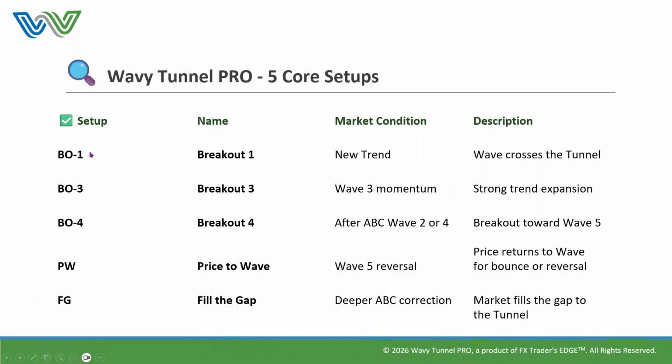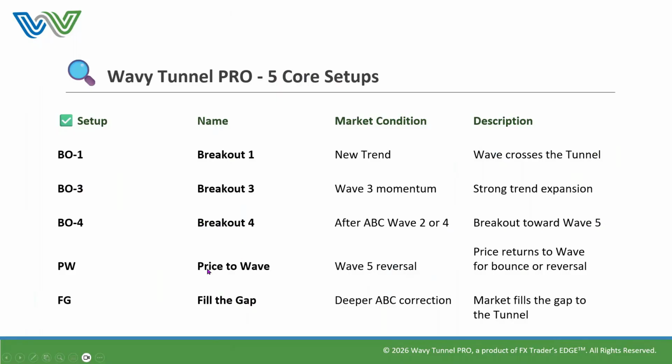So these are the 5 core setups: the breakout 1, the breakout 3, the breakout 4, the price to wave, and the fill the gap. So the breakout 1 is the wave crossing the tunnel. That's the new trend. The breakout 3, I showed you this, wave 3 momentum, strong trend expansion. The breakout 4, these were the case studies after an ABC wave 2 or wave 4. It's a breakout toward the wave 5.